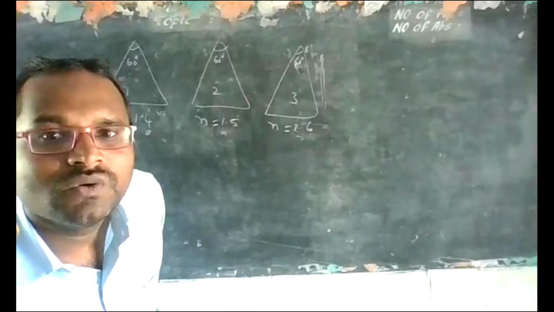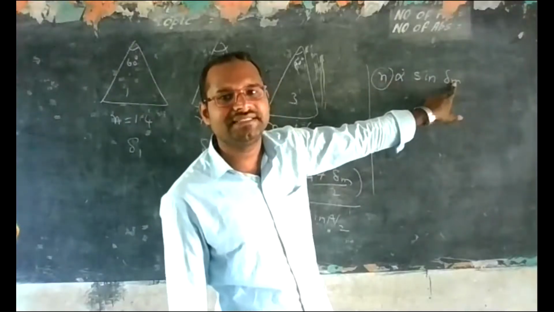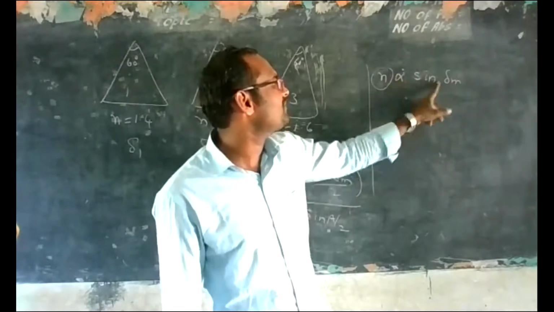So, we know that refractive index is equal to sine of (A plus delta m) by 2 upon sine A by 2. Correct? Yes. Because A is constant, we can say that n is proportional to sine of (A plus delta m) by 2. This means if the refractive index value is increasing, then the delta m value also should increase, because they are directly proportional.